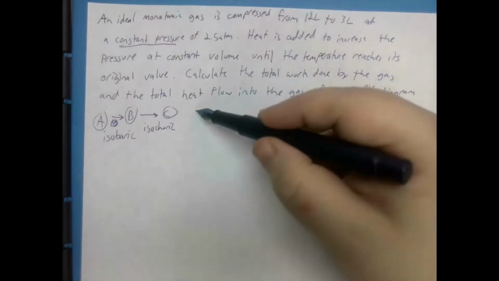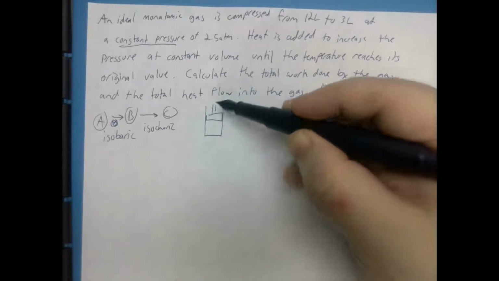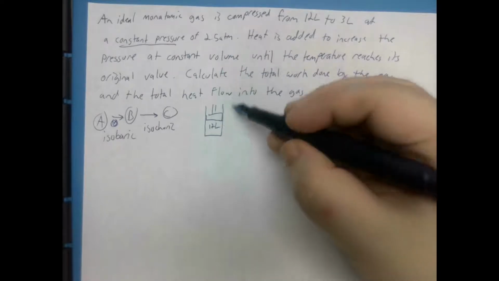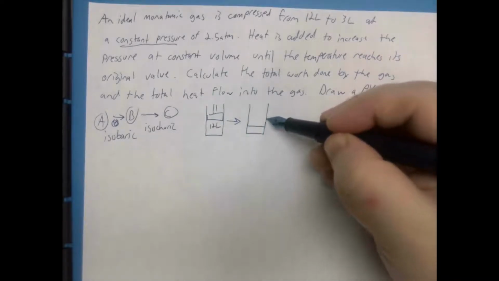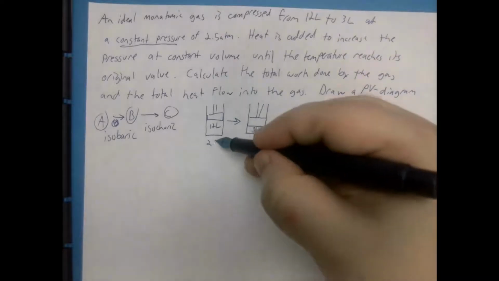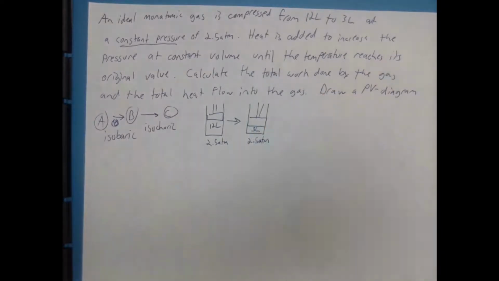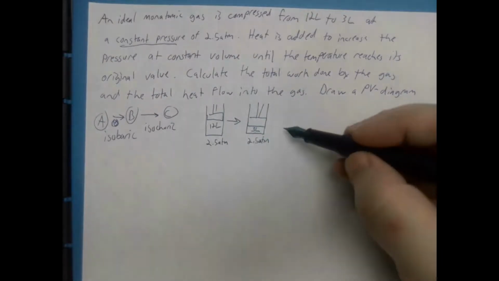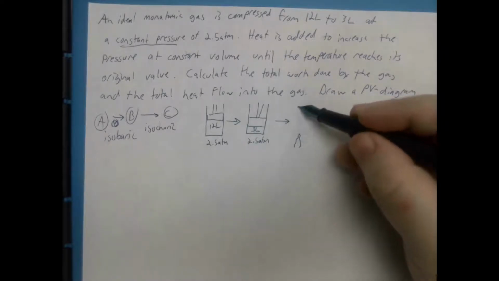So basically, we have a piston. Originally, we're at 12 liters. We're going to compress it to 3 liters, but we're going to keep it at 2.5 atmospheres. So we're going to let the heat leave or do something to keep it at the same constant pressure. And then we're going to heat it up until it reaches the original temperature.